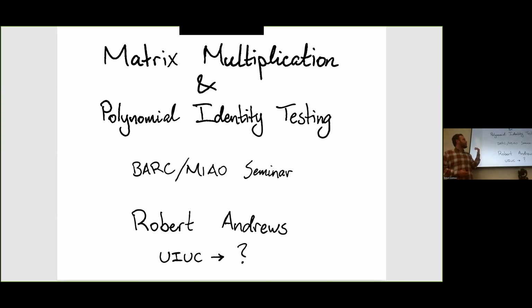So I want to tell you about some recent work about matrix multiplication and polynomial identity testing, and a new relationship between these two problems. I want to start the talk by just reminding you all what is matrix multiplication, and then actually tell you what is polynomial identity testing, and then I'll tell you about the relationship between these two. If you have any questions, feel free to stop me at any time, just ask. There should be plenty of time for questions during the first part of the talk.